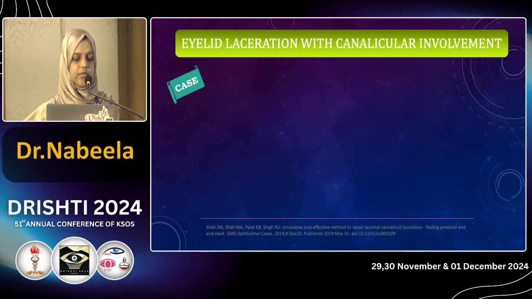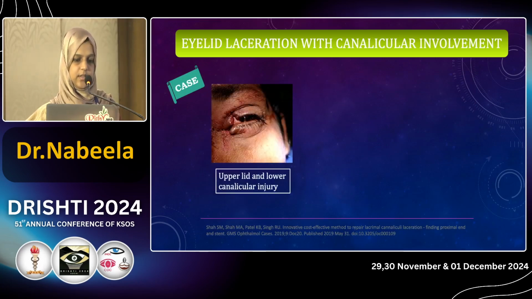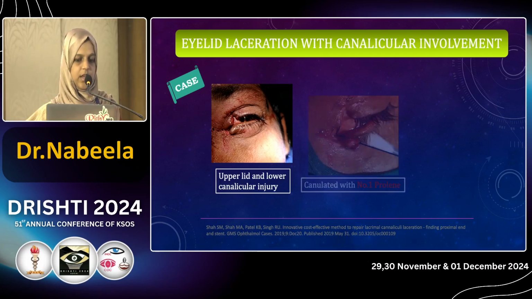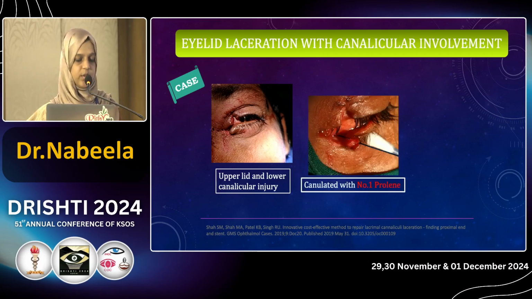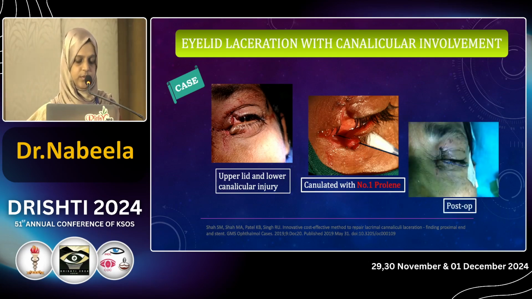Okay, now when we don't have stents in hand, can we use any other materials? Yes. So this was a case which is an upper lid full thickness injury and a lower canalicular injury, and here it was cannulated using a number 1 Prolene suture. Okay, so this was a post-operative picture.